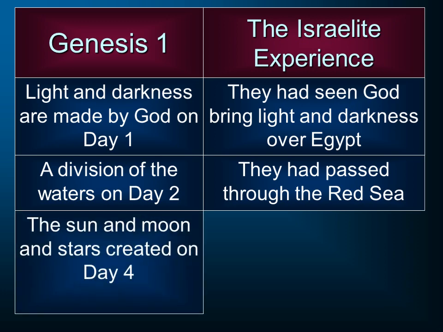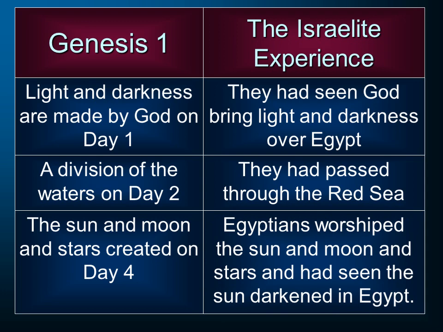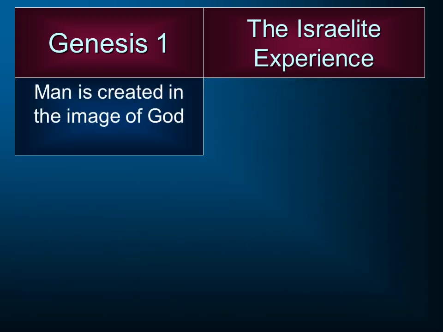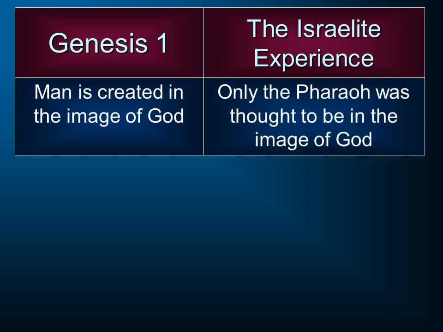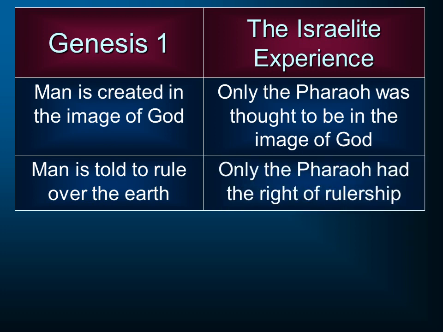In Genesis chapter 1, the sun and the moon and the stars are created on day 4. They had come out of a place where the Egyptians worshipped the sun and the moon and the stars, and they had seen the sun darkened in Egypt. In Genesis chapter 1, man is created in the image of God. In the Israelite experience, only the Pharaoh had been thought, among the Egyptians at least, to be made in the image of God. But now we find out, no, all mankind is made in the image of God. In Genesis chapter 1, man is told to rule over the earth. And in Egypt, only the Pharaoh had the right of rulership. Of course, we saw how that turned out for him.